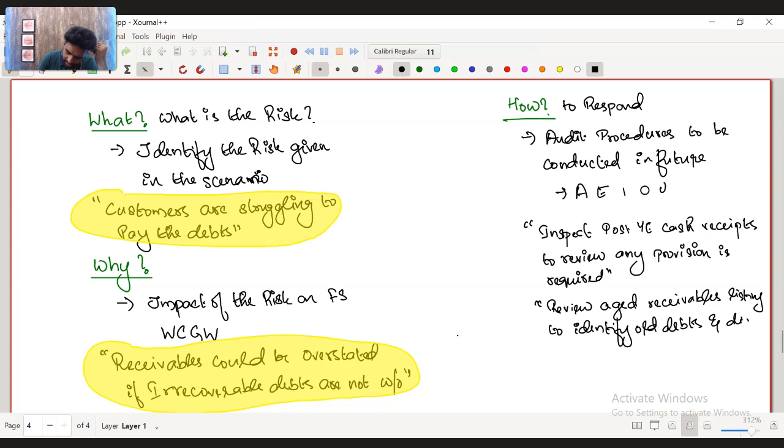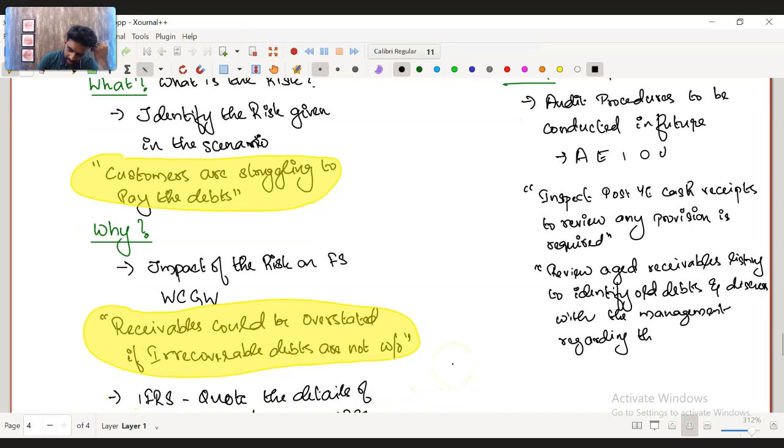And then discuss with the management regarding, what are you going to discuss? You're going to discuss regarding the necessity of allowance to be made. So whether an allowance is required or not, you need to discuss with the management. You can also say inquire with the management regarding the allowance requirement, etc. So these are all relevant responses. Your audit procedures will be your AEIOU: analytical, inquiry, inspection, observation. You can do comparisons, current year versus prior year. You can do inspections. You can observe how the controls are being tested, etc. That will be the relevant responses.